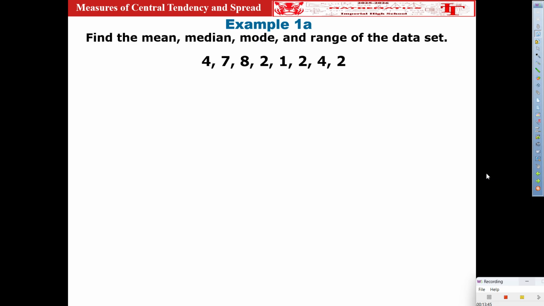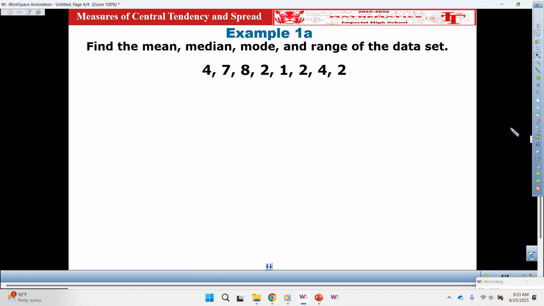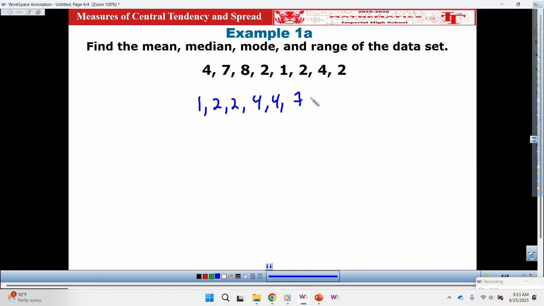All right, so by now we can go a little bit faster because you know how to find the mean, median, mode, and range. Is that correct? All right, so let me get someone to help me with ascending order. Give me that list, please. How about Jacob? Give me the ascending order. Let's see. There's 3 2s. So 1 2 2 2 4 4 7 8. Okay.